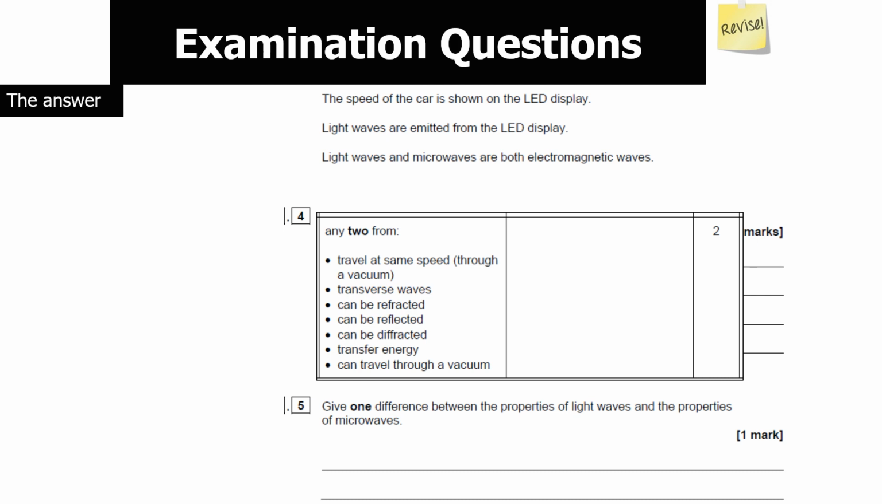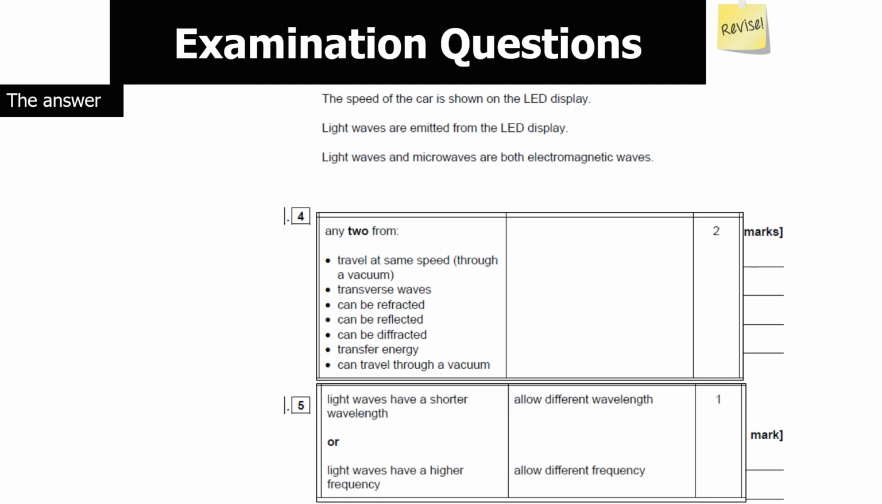Now, when you talk about differences between two electromagnetic waves, I would always link it into wavelength and frequency. So light waves have a shorter wavelength and light waves also have a higher frequency. Remember, frequency and wavelength are always inverses of each other. So when one goes up, the other goes down.